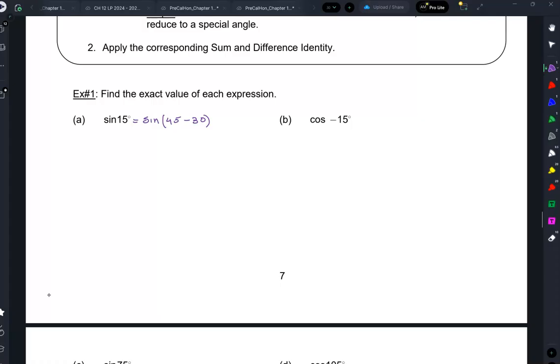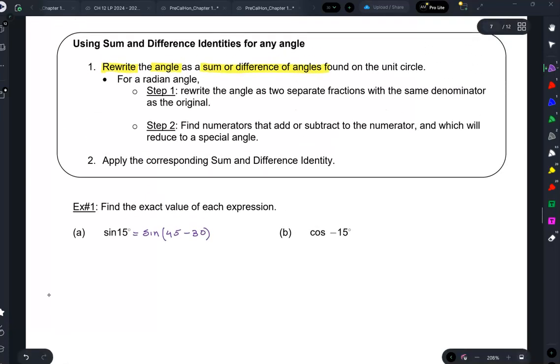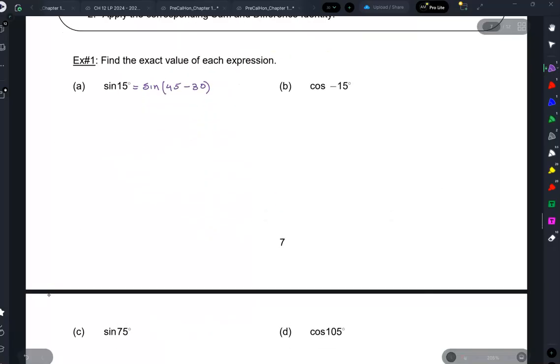Okay? So now, 45 and 30 are angles on a unit circle, and that's how we can do this. So this is now a difference, right? So we're going to use the difference formula here. So sine of 45 minus 30 is going to be sine, cosine, cosine, sine. Sine of the first, cosine of the second. It's minus, so it's going to be minus, then cosine, sine. So look, same pattern, okay? Sine, cosine, cosine, sine, 45, 30, 45, 30, 45, 30.